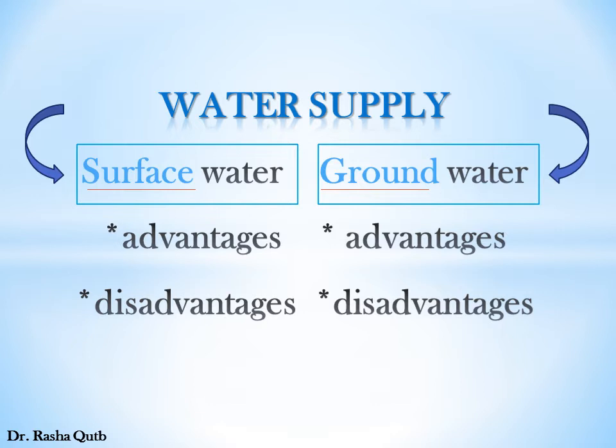On the other side, groundwater, as we said before, is below the earth's crust. One advantage of groundwater is that it doesn't get easily polluted, and its quality is stable through the year. But it has many disadvantages.